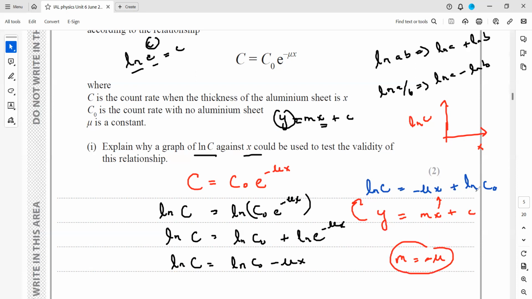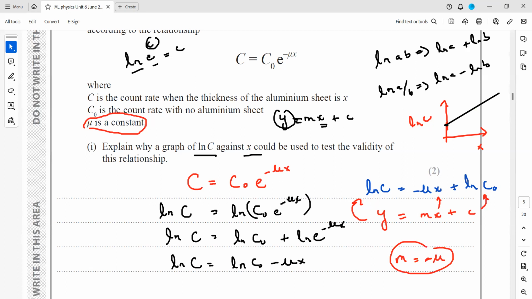It will be a positive y-intercept as it is ln C naught. Mu is a constant value, so the gradient is constant, which means it must be a straight line. And because there is a positive y-intercept, what will be the shape of the graph? It will be a straight line starting from above the origin, on the y-axis.